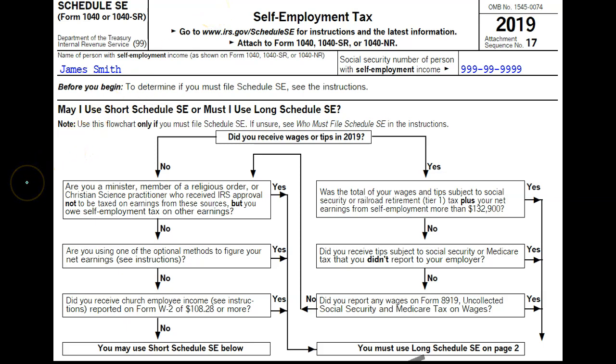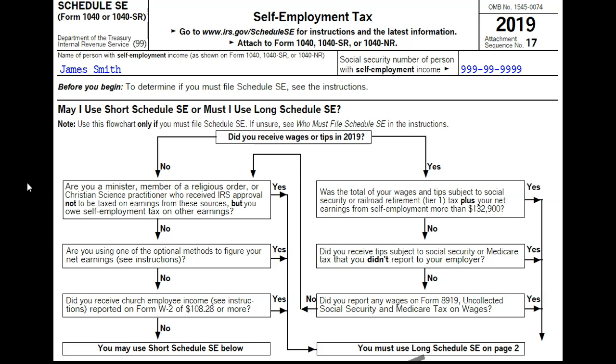Now, when you think about the W-2 employee, remember that we had the Social Security and Medicare that was reported on the W-2, but we didn't really have to do anything with it with regards to the calculation of the federal income tax, because the Social Security and Medicare had already been handled by the employer, had already been pulled out of the employee's wages, had been reported to the IRS.